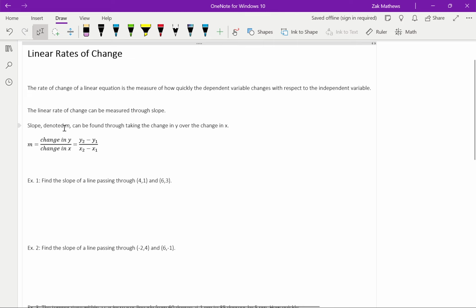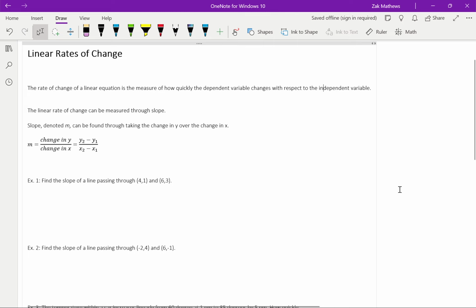Slope is denoted m and can be found by taking the change in y over the change in x, or to write that out a little bit more formulaically, m is equal to change in y over change in x, or y2 minus y1, being how much the y's have changed by, over x2 minus x1. To see how this works, we're going to jump right into some examples.